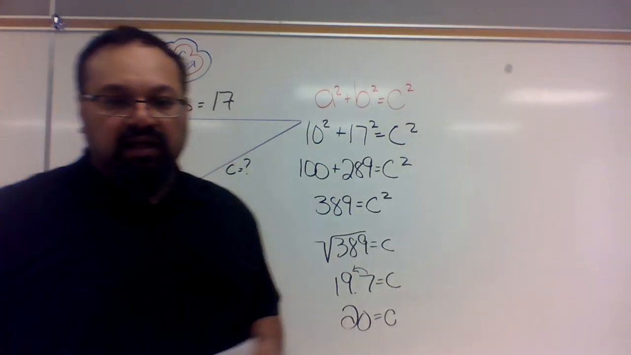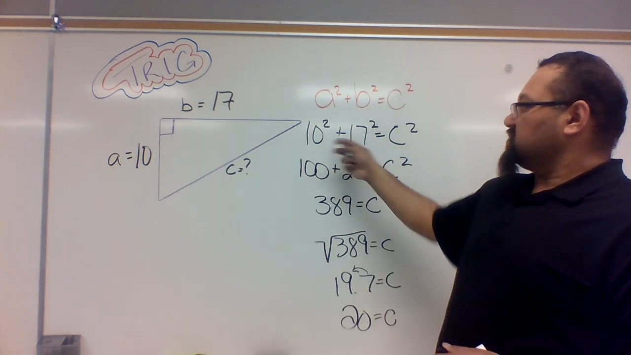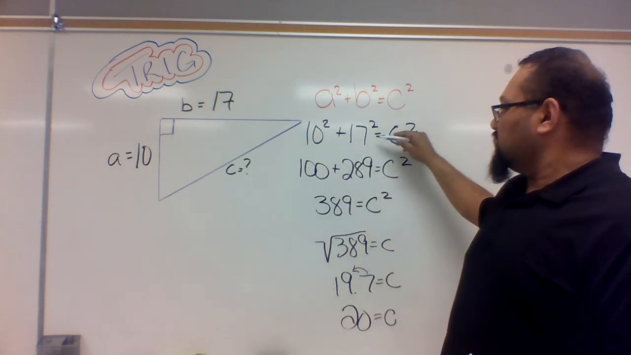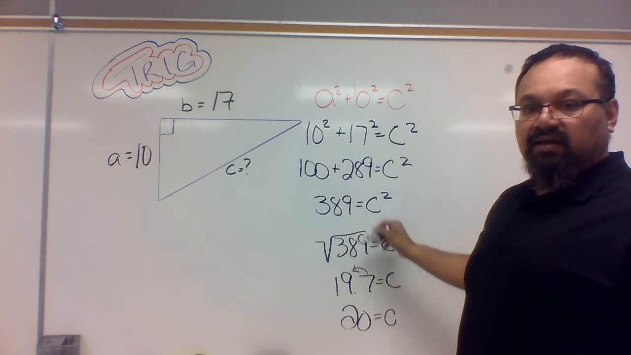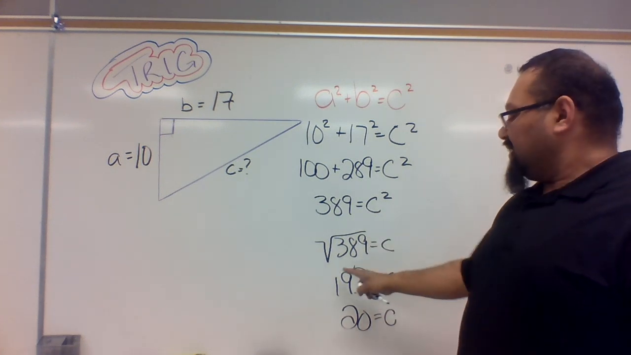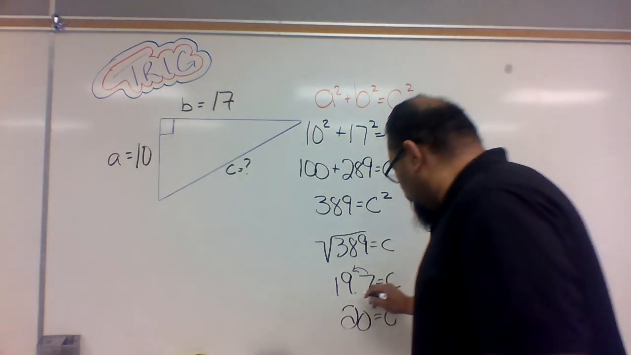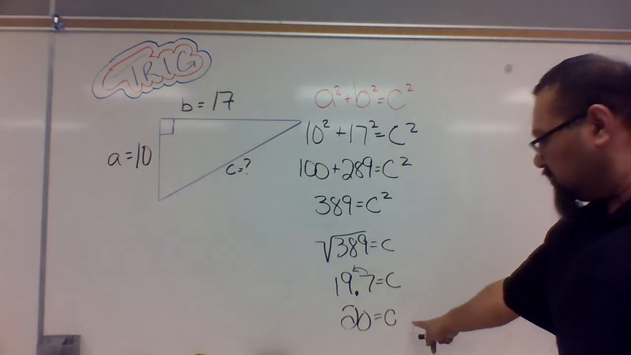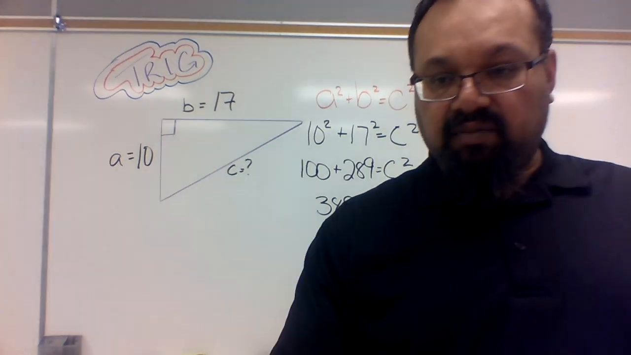Now what you can see is for this one, I went through, I did my substitutions, got my values. 10 squared is 100, 17 squared is 289. Added them together to get 389. Did the square root of it. Came up with a decimal value, 19.7. Sorry, there's a point there. And rounded it to 20. Hopefully that helps.